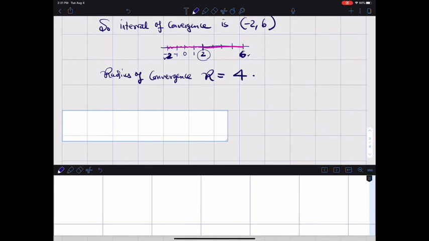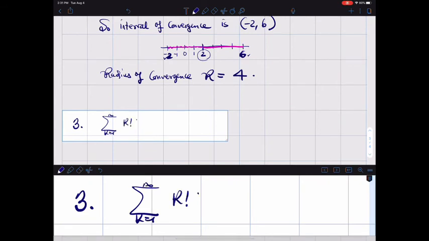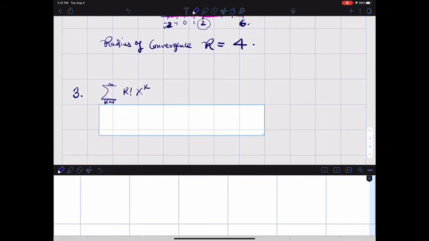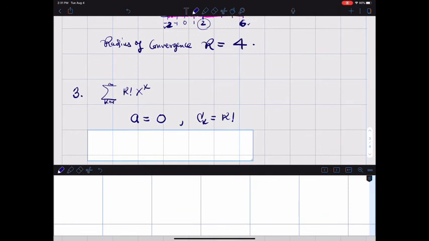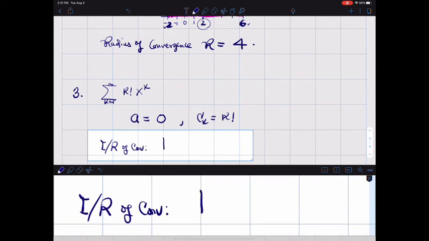How about number 3? We have the sum from k equals 1 to infinity of k factorial times x to the power of k, right? Our center a is 0. Our c_k is k factorial. So to find the interval and radius of convergence, go with the ratio test.